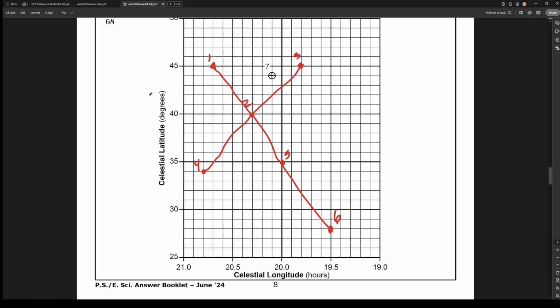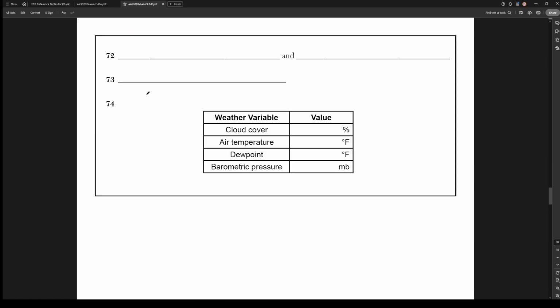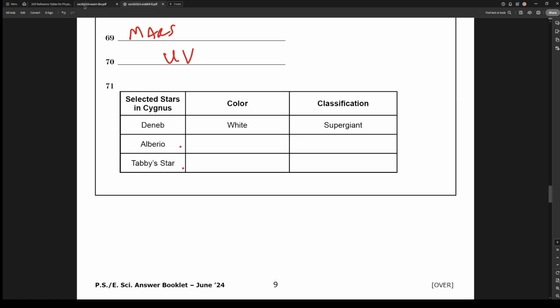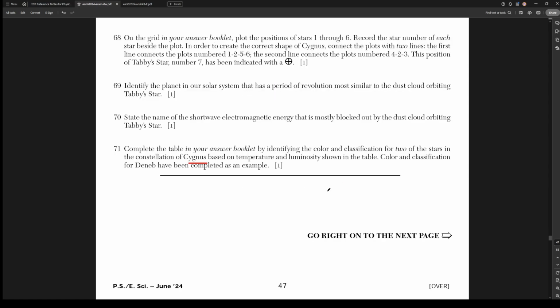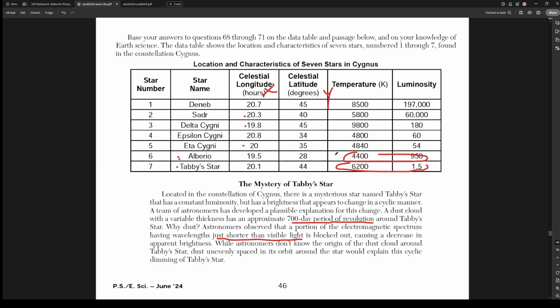What am I missing here? Alberio and Tabby star. Okay, let's see what they give us here. Temperature and luminosity is there, and then temperature and luminosity is there. And they want to know what? The color and classification. Okay, so let's start with the Alberio.